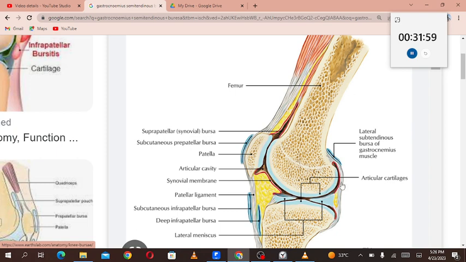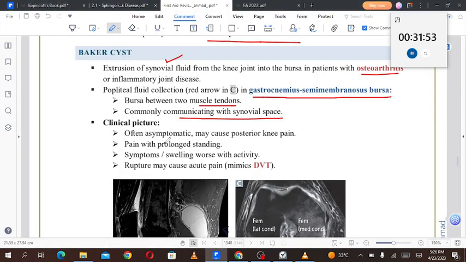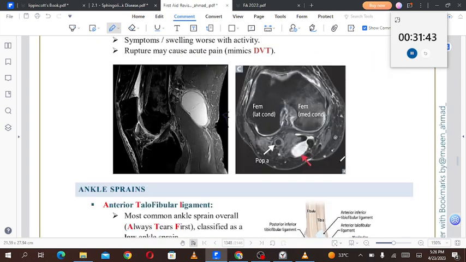If the synovial fluid comes out of it like this, and there is some accumulation in the popliteal fossa behind that, that thing is called a Baker's cyst. So let's talk about Baker's cyst. They're saying that extrusion of the synovial fluid from the knee joint into the bursa in the patient with osteoarthritis or inflammatory joint disease. Popliteal fluid collection, as depicted in this picture.